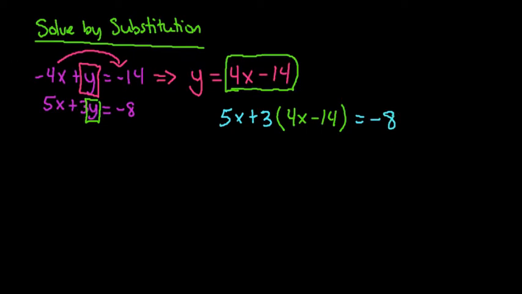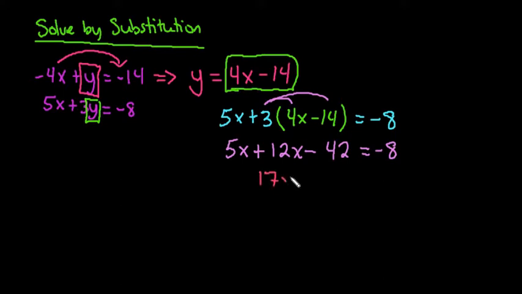Now we want to distribute our 3 into this expression. So we would have 5x plus 12x minus 42. If I take 3 times negative 14, I end up with negative 42, and this equals negative 8. Now we would simply solve this equation. So we would end up with 17x minus 42 equals negative 8.